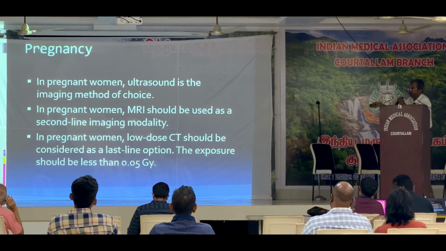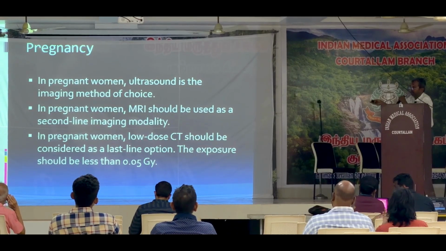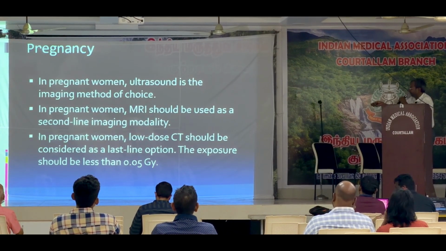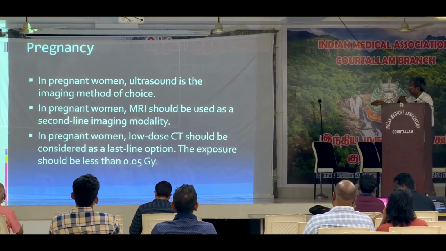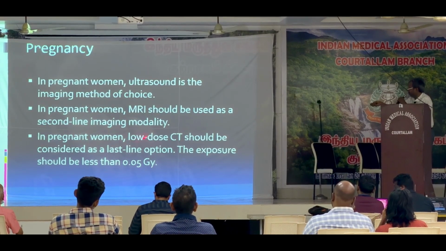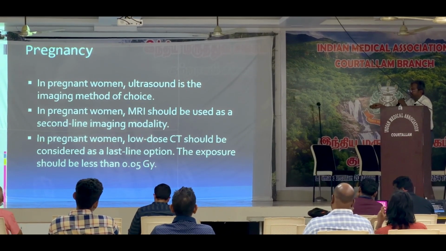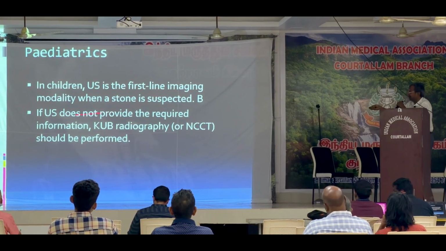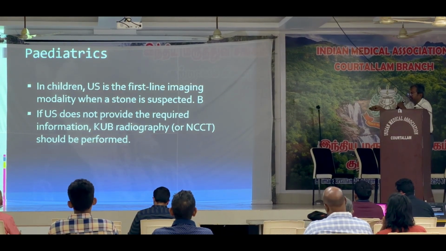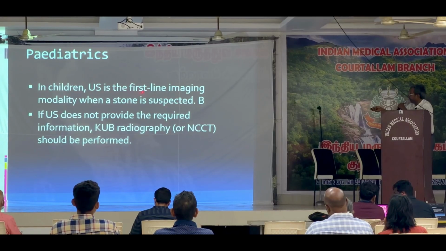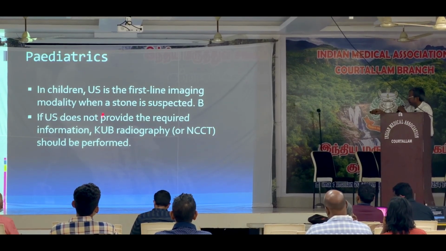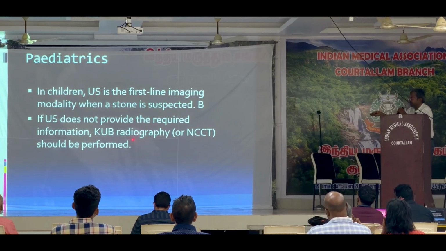We will look for sine qua non signs like any signs of obstruction, perinephric stranding, or urinoma formation on MRI. In pregnant women, low dose CT can be tried in very rare cases. In pediatrics, ultrasound again is the first line of investigation. If we are not getting any proper idea about the stone, then we look for a CT or X-ray.